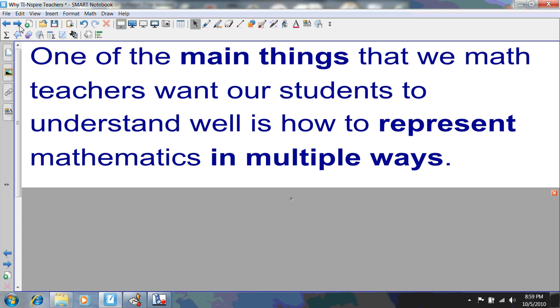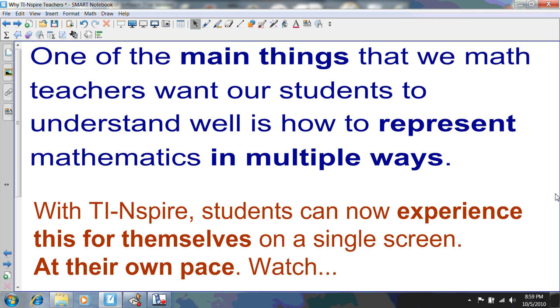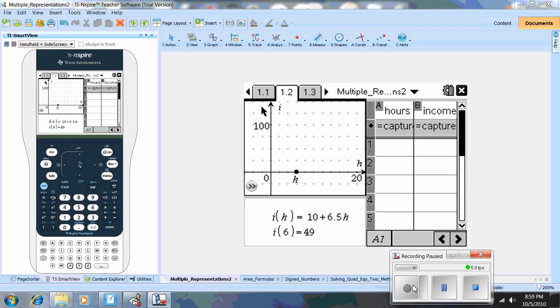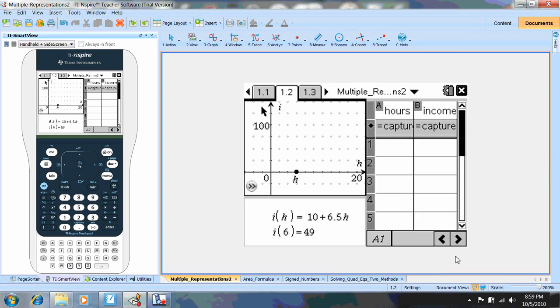One of the main things that we math teachers want our students to understand well is how to represent mathematics in multiple ways. With TI-Nspire, students can now experience this for themselves on a single screen and at their own pace. Watch. Here I'm going to use TI-Nspire teacher software that has an emulator.